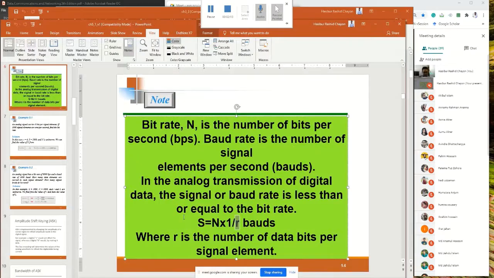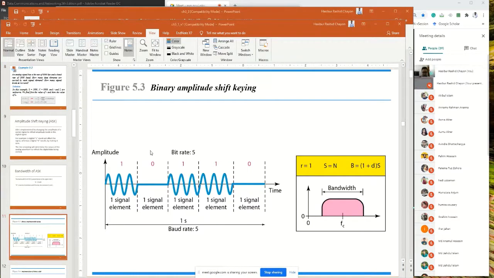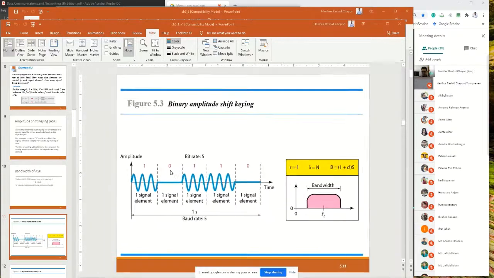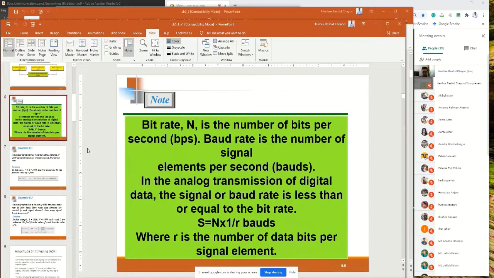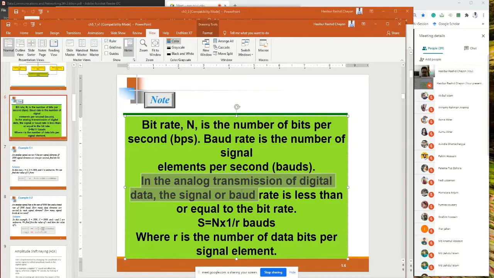All right, that's why the value of S is 8. Fine. There is another nice relationship between these two. Sorry, in the previous figure, this is also the bit rate and also the baud rate. What I was going to tell you about is another relationship between these two. Look here. It says that in analog transmission of digital data, the signal rate or the baud rate is less than or equal to the bit rate. That means the baud rate will always be less than or equal to the bit rate. Let's prove this one first.